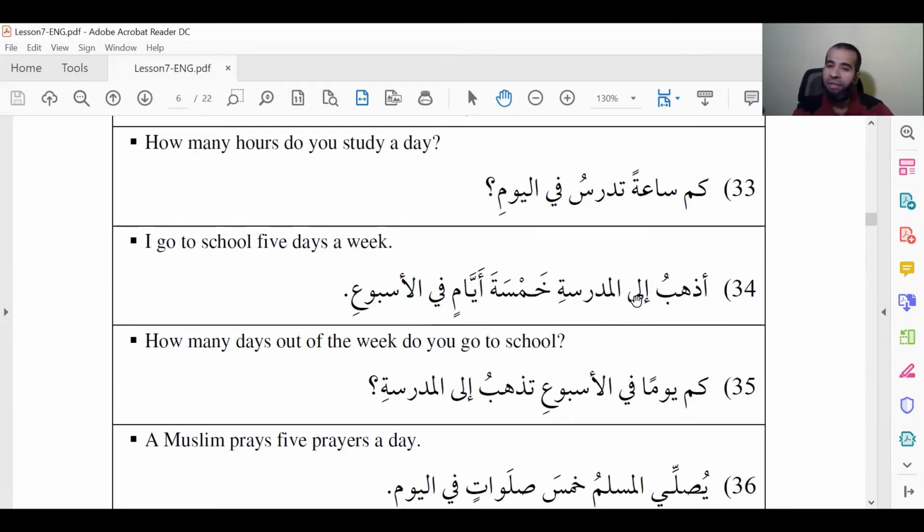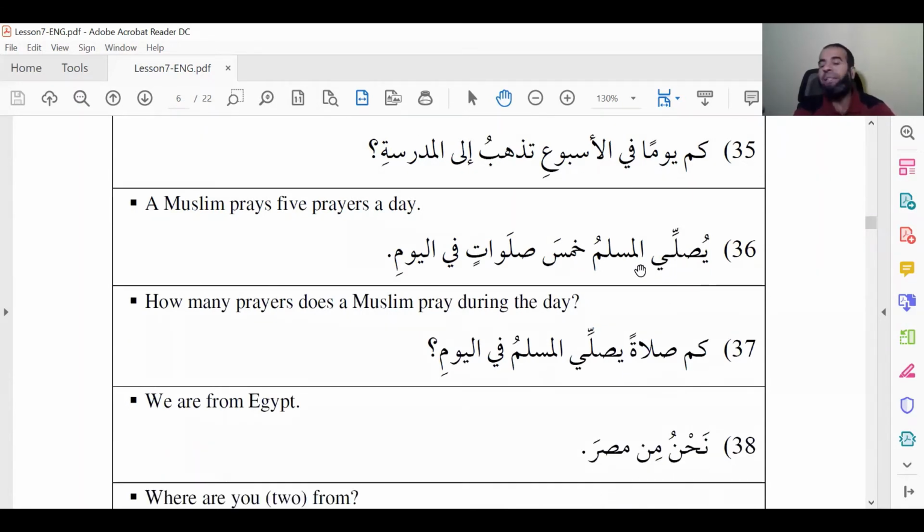When is your weekend? Maybe on Saturday and Sunday. In Egypt, for example, it's Friday and Saturday. So most of the students go to school 5 days per week, or go to work 5 days per week. So you can say أذهب إلى المدرسة or أذهب إلى العمل 5 أيام في الأسبوع. The question can be, how many days in the week do you go to school or go to work? كم يوما في الأسبوع تذهب إلى المدرسة؟ كم يوما? How many days?